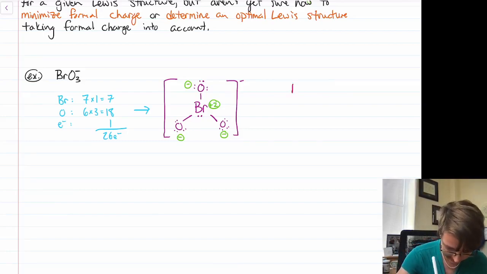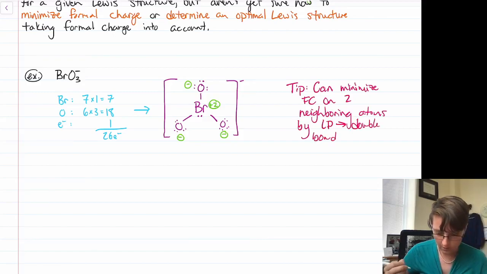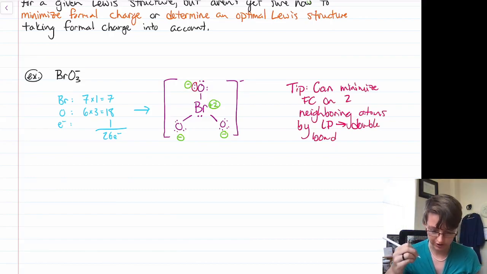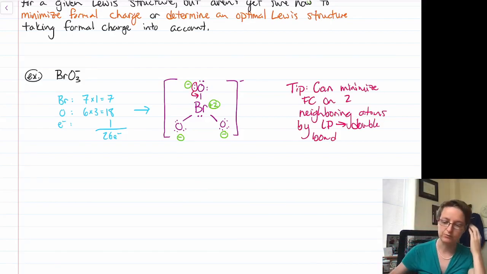So my tip for us is going to be that we can minimize formal charge on 2 neighboring atoms by turning a lone pair into a double bond. In particular, we want to take a lone pair from the atom that currently has negative formal charge and turn it into a bond with its neighboring atom that has the positive formal charge.